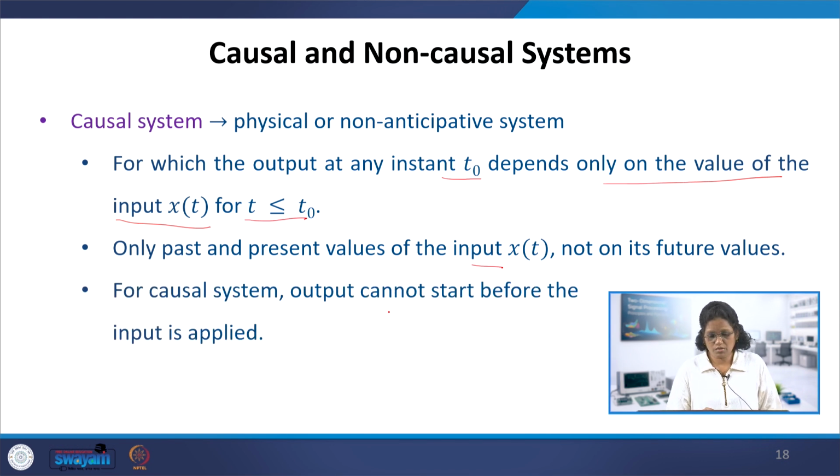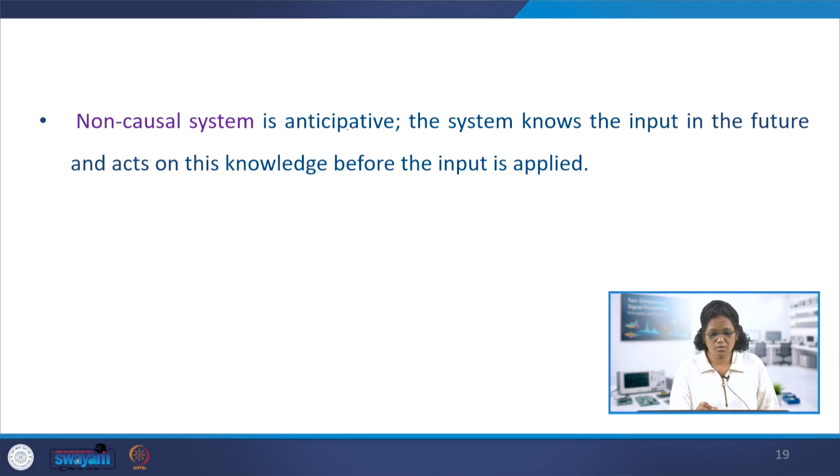In these causal systems, the output cannot start before the input is applied. Of course, the input should be applied so that the output will be available. So the non-causal systems are anticipative. The system knows the input in the future and acts on this knowledge before the input is applied. It is depending on the future inputs. So if y of t depends on x of t plus 1, that means it depends on the future input, not on the present or the past inputs. So those are non-causal systems.